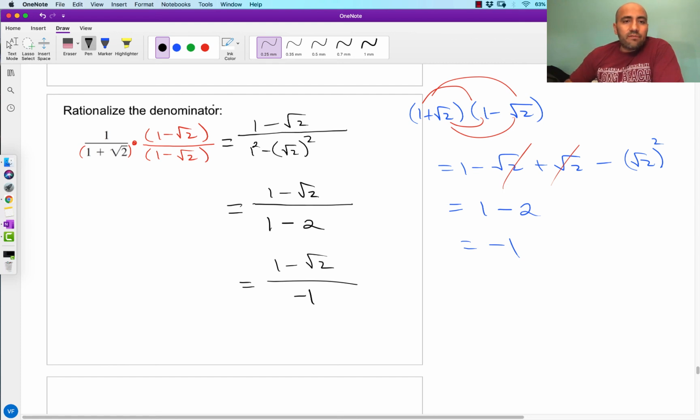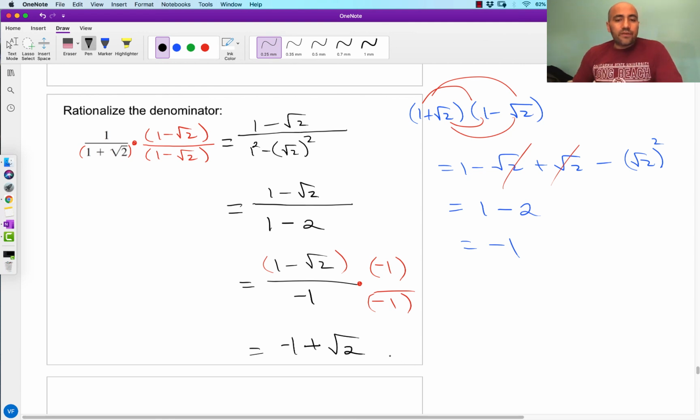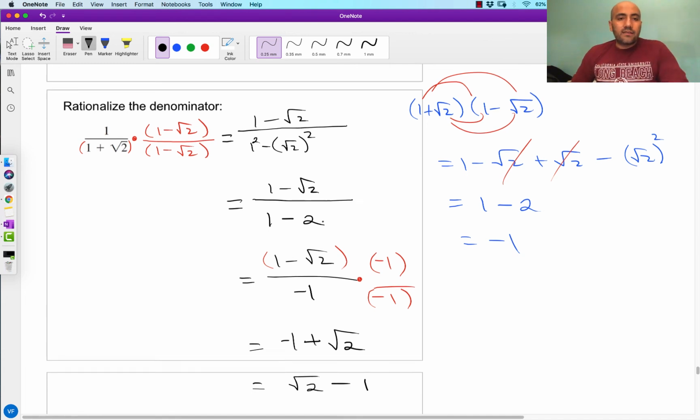And now, to simplify this, we can think about multiplying the numerator and denominator by a negative 1 over a negative 1. The denominators are going to be -1 times -1 equals +1, whereas in the numerator, I'm going to have to distribute an extra -1. So if I distribute a -1, I end up with -1 plus √2, which is a perfectly good answer. But I think whenever we can avoid starting with a negative, we often do. So I would probably flip this around and say that it's √2 minus 1. Okay, so that's our final answer.